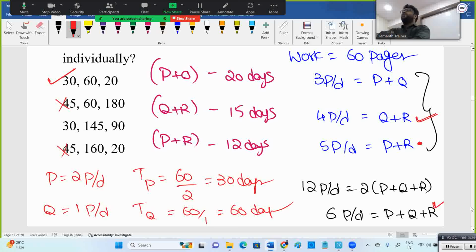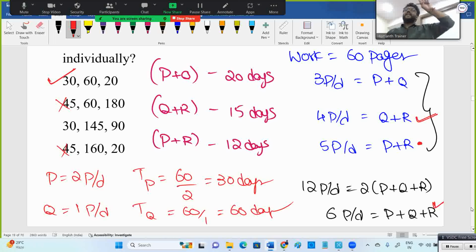P alone, Q alone, how much? P alone, Q alone, 30 and 60. 30 into 60 divided by 30 plus 60. Product divided by summation will give P and Q together. That I can verify because I know the P and Q together value. P and Q together, how much? 20. So 30 into 60 divided by 30 plus 60 gives 20, matched. Okay, I can do option verification like that.